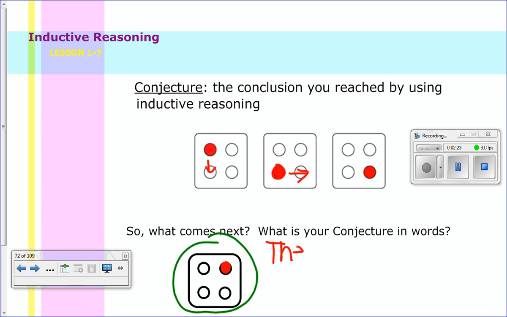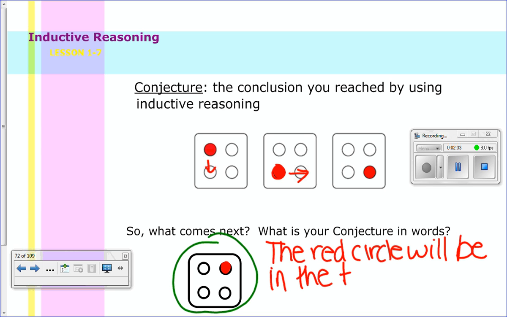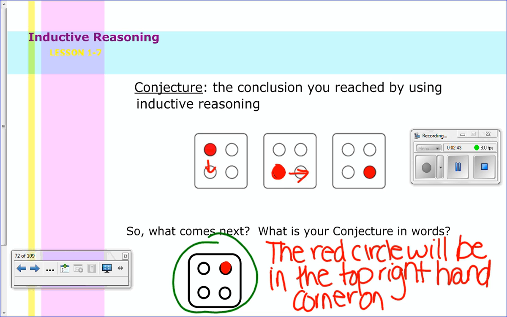The red circle will be in the top right-hand corner on the die. All right, so that is my conjecture, both with the picture and words.